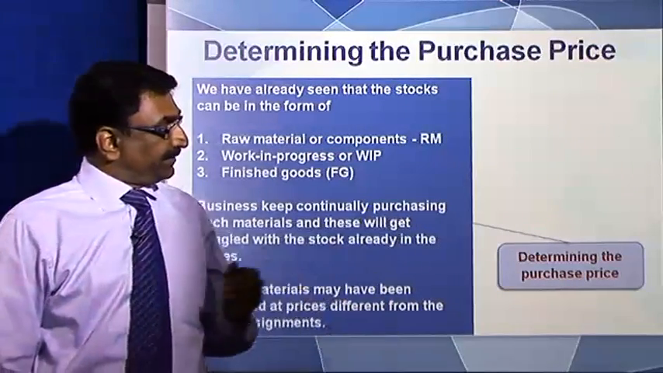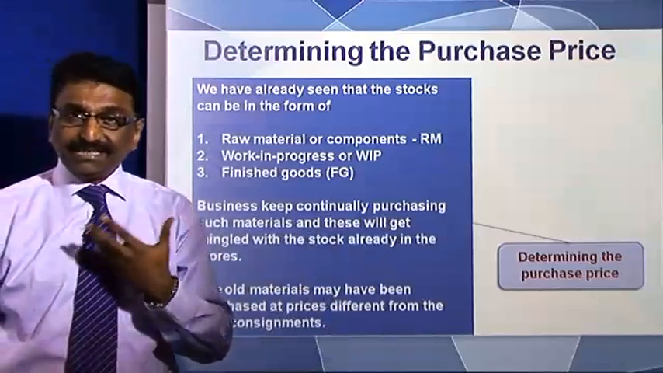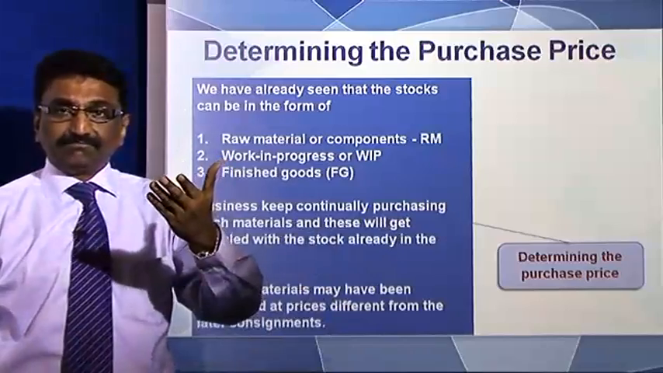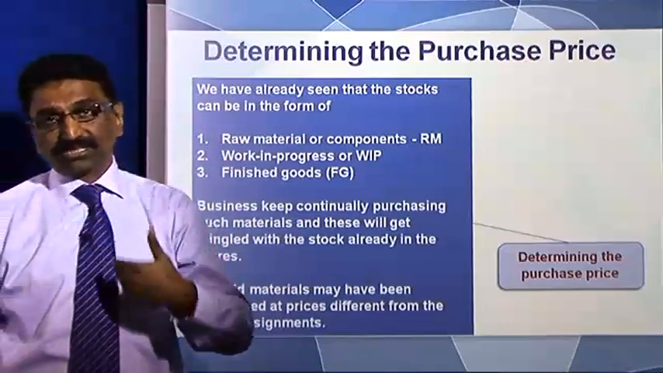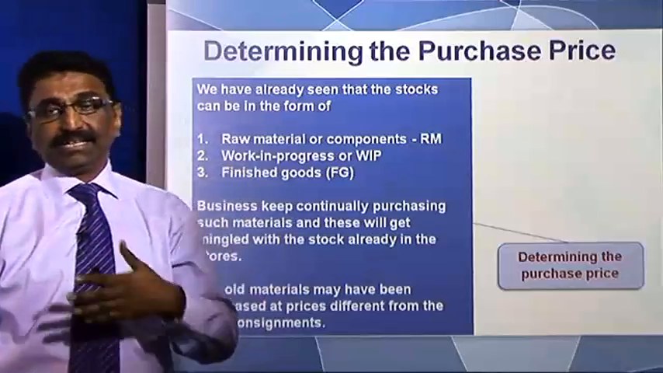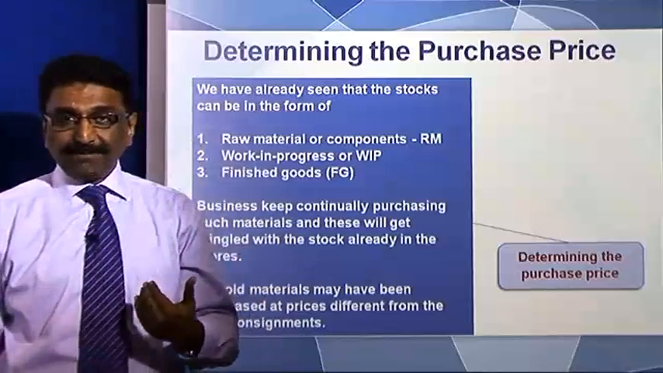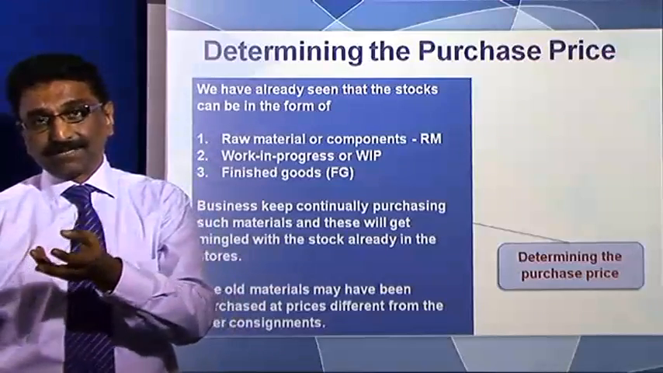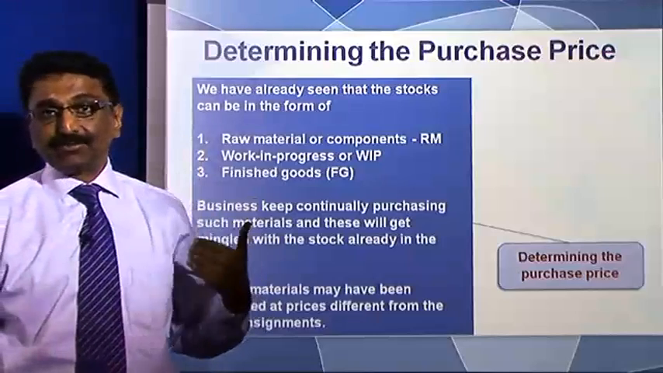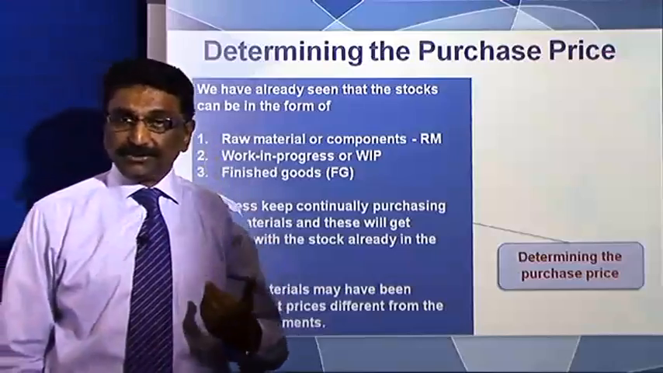The next part is determining the purchase price. What do we mean by that? Basically, you should understand that in a warehouse or in a store of any firm, lots of goods from various suppliers are coming in and lots of goods are getting issued for production. So when that is happening, the prices from different suppliers could be different. The same supplier can give you different batches of the material which is coming to you.